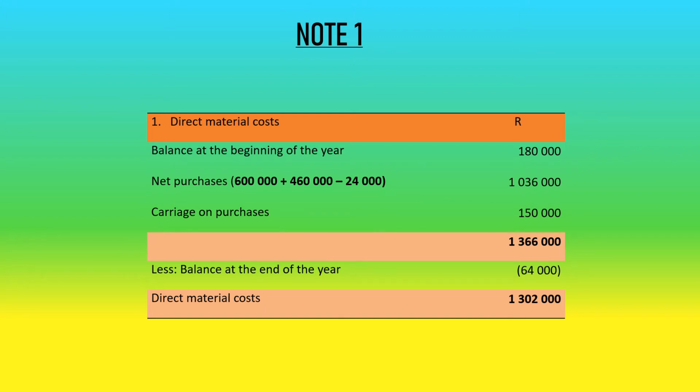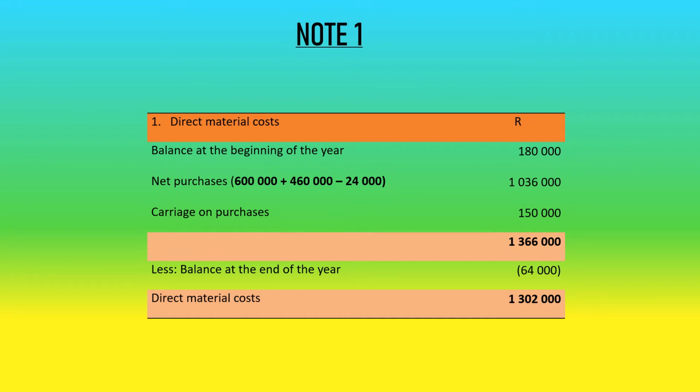And then the raw materials that are returned to the supplier, because now we no more have those direct materials, right? So we returned them back to them. Now we don't have them, so we deducted the minus 24,000. Then carriage on purchases is also given to us. This is our transportation cost of direct materials to the warehouse, right? And we get a total of 1,366,000 after adding all the above up.